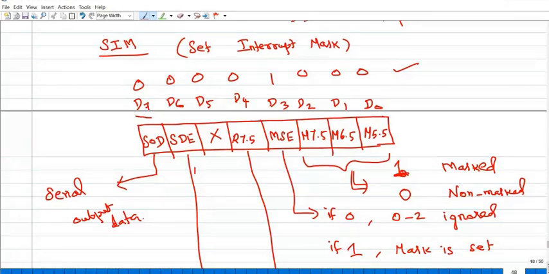So one more instruction is available, that is reading the pending interrupt. In the next class we will discuss that. That is the RIM instruction, read interrupt mask.